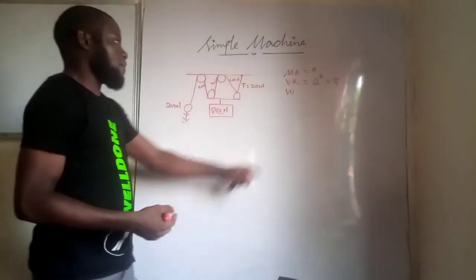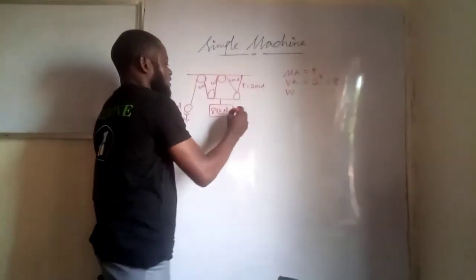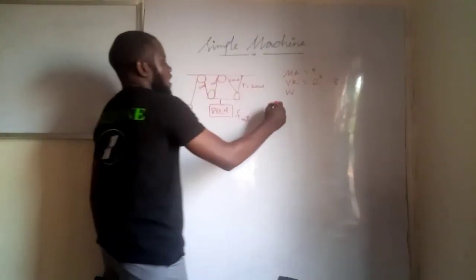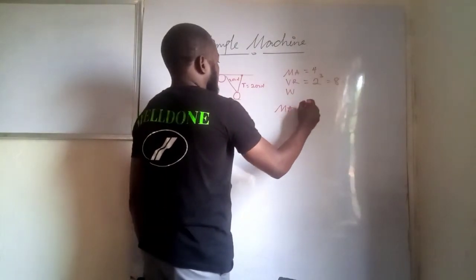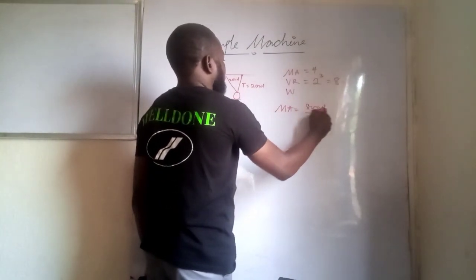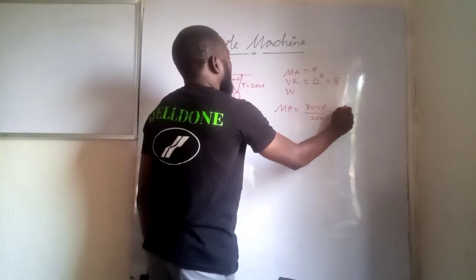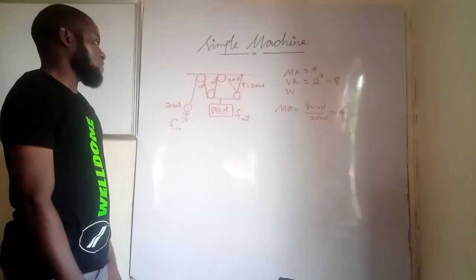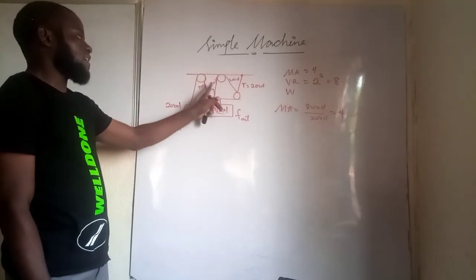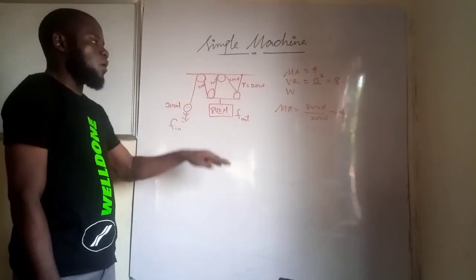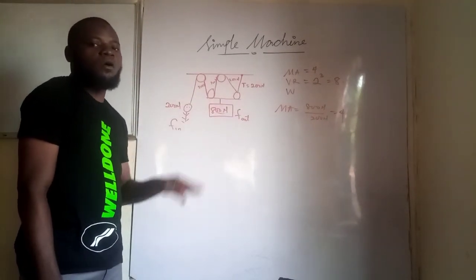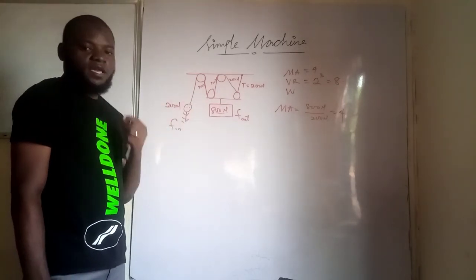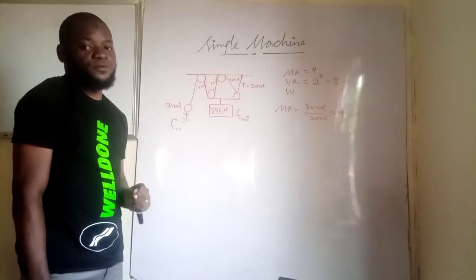We can also get our mechanical advantage by saying this is the force output and this is the force input. So our mechanical advantage can also be 800 Newton divided by 200 Newton, and that will give us 4. Are we together now? This is to tell you that when you have a large number of pulleys, your effort becomes less compared to when you have a single pulley or you just have double.